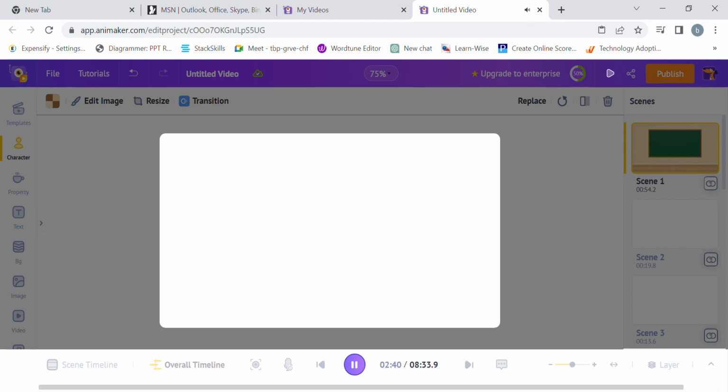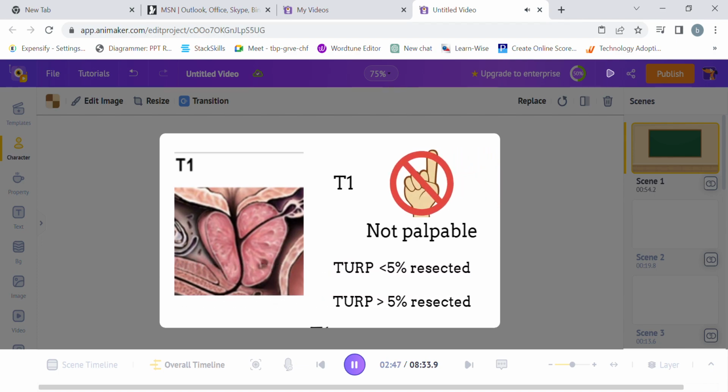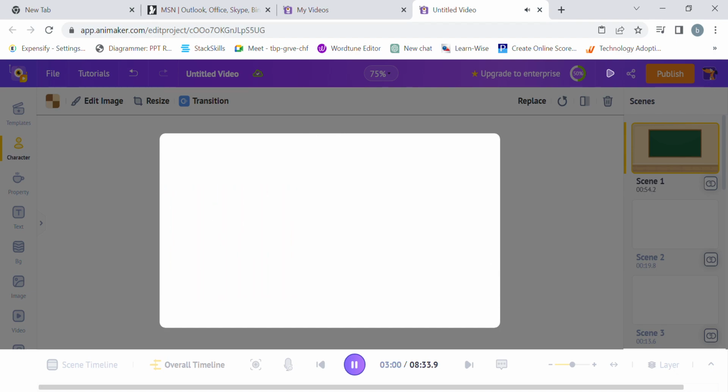A tumor categorized as T1 possesses the following characteristics: not palpable or visible clinically. T1A, incidental finding during TURP, less than 5% resected. T1B, incidental finding during TURP, more than 5% resected. T1C, identified on needle biopsy due to elevated PSA.